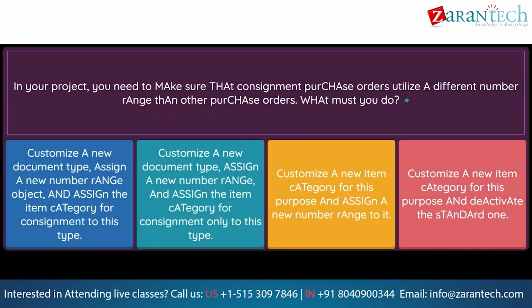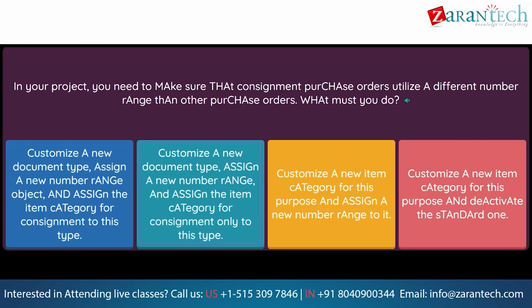Question: in your project, you need to make sure that consignment purchase orders utilize a different number range than other purchase orders. What must you do? Option 1, customize a new document type, assign a new number range object, and assign the item category for consignment to this type. Option 2, customize a new document type, assign a new number range, and assign the item category for consignment only to this type.